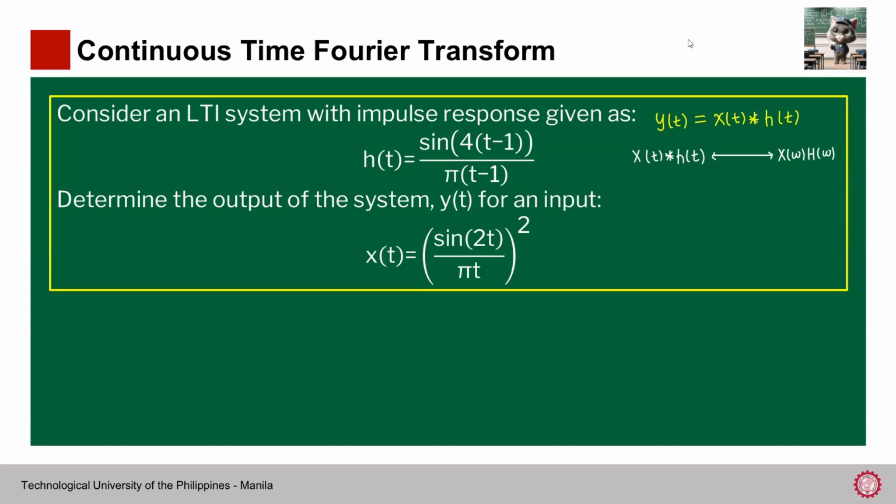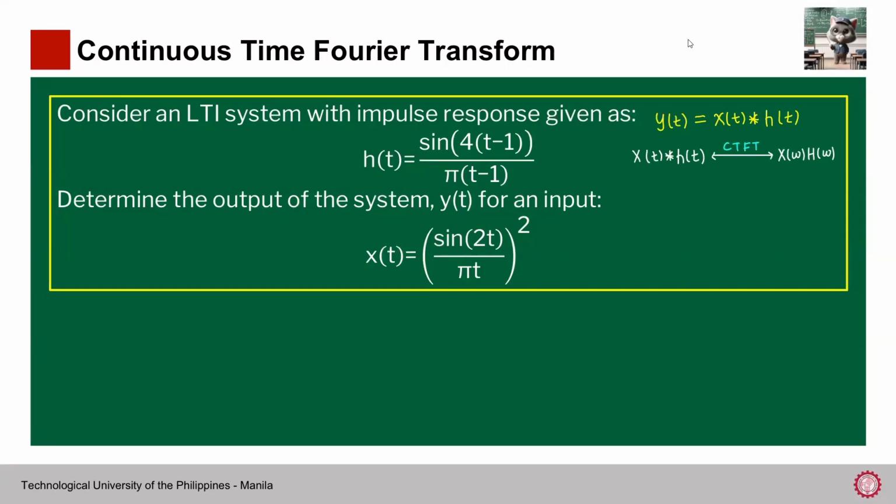So in other words, we just need to get the CTFT ng ating h of t as well as our x of t. We multiply them and the result, we will transform it back to y of t. So that's what we're gonna do. First, let's get muna yung sa h of t. So ano yung H of omega? Kaya lang again, property based yung magiging solution natin instead of getting the Fourier transform manually.